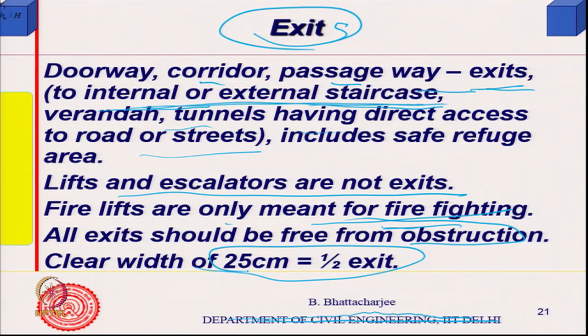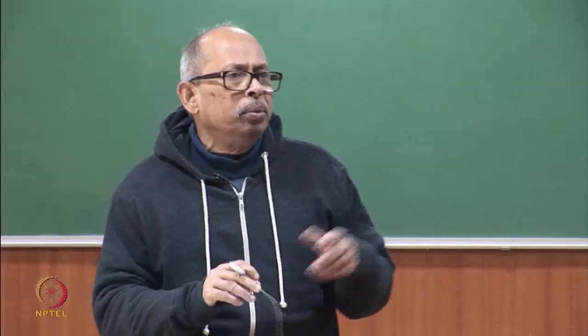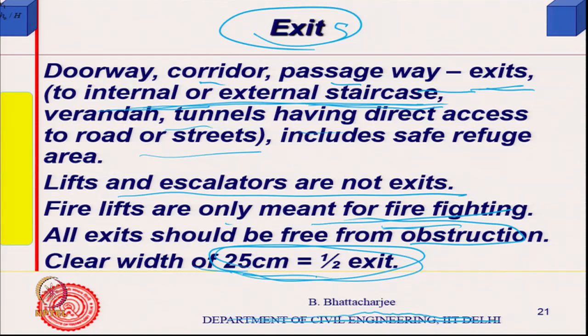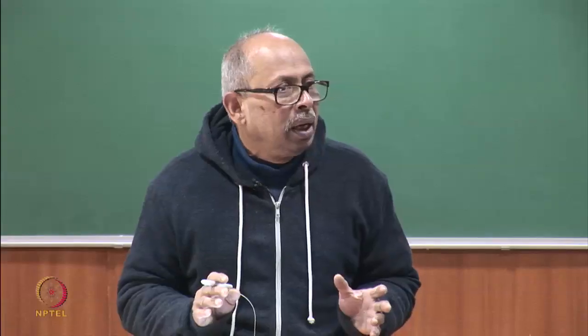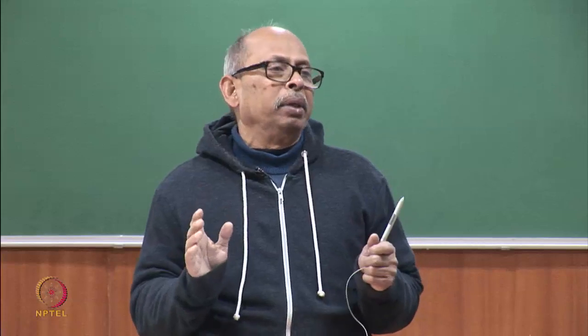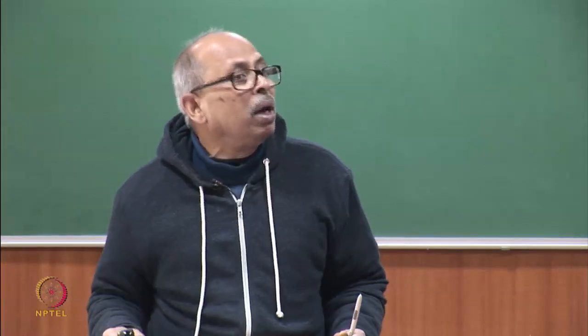Clear width, you define half exit width. There is some change in the code, but the basic concepts remain the same, because the new code has made some changes related to this. So 25 centimeter earlier used to be called half exit width, 50 centimeter is one exit. But another way would be to just state the dimension straight away, the minimum dimension of the exit should be this much. This is based actually on ergonomics.